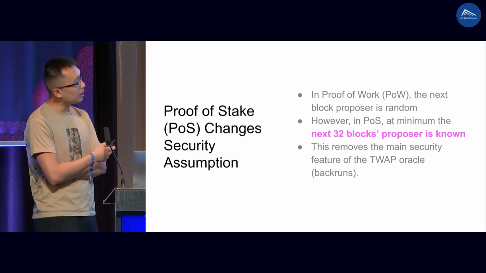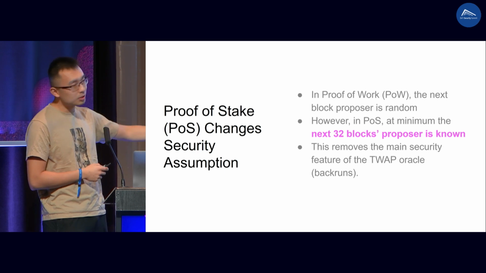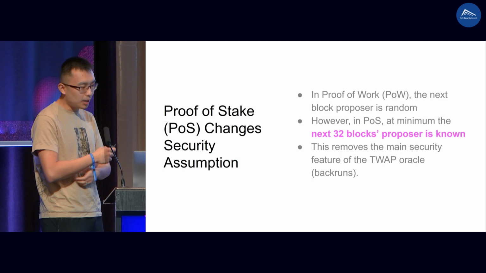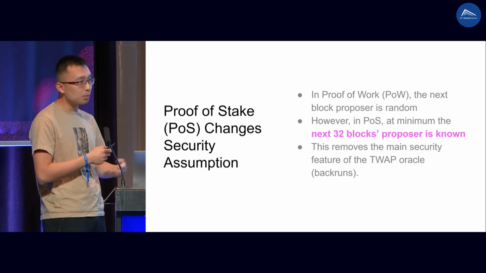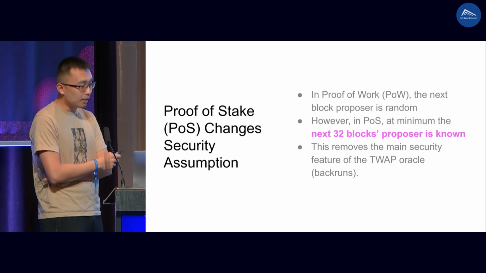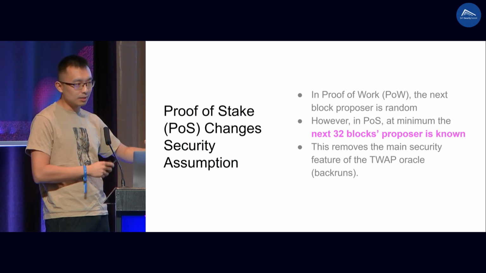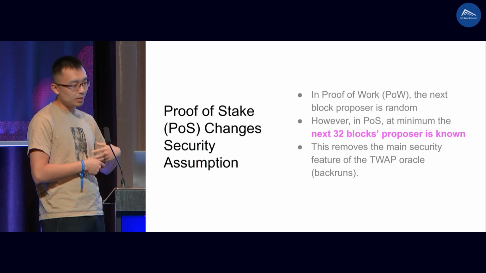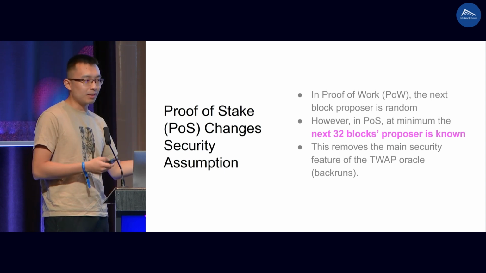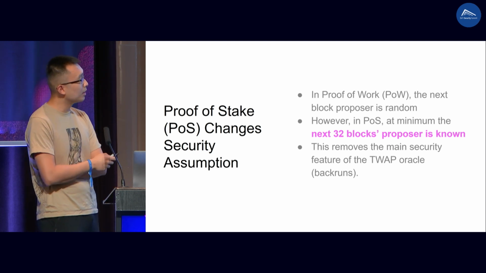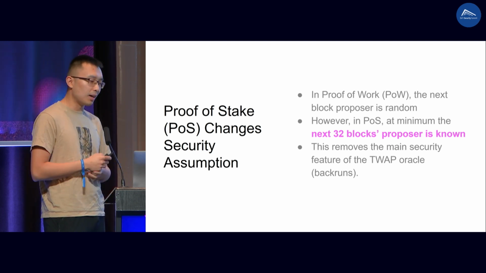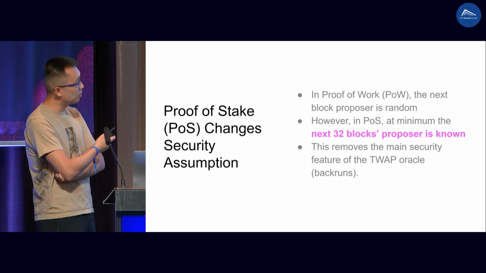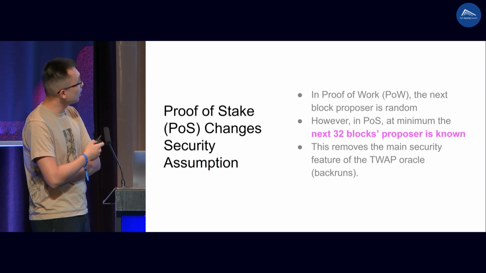Whereas in proof of stake, you know the proposer of the next 32 blocks ahead of time. And some of the large validation pools or staking pools might even control quite a few blocks sequentially. So it's very easy for them to do it, assuming that they're not behaving benevolently. And that's the concern that drove Euler to switch to Chainlink post-PoS.